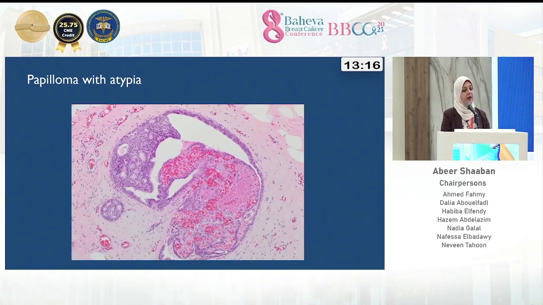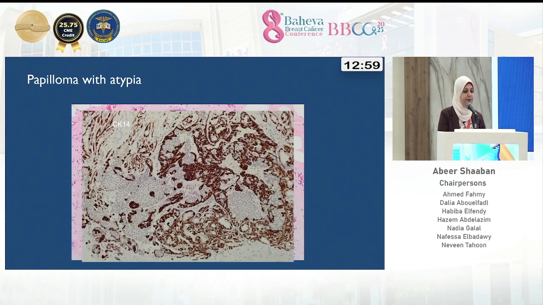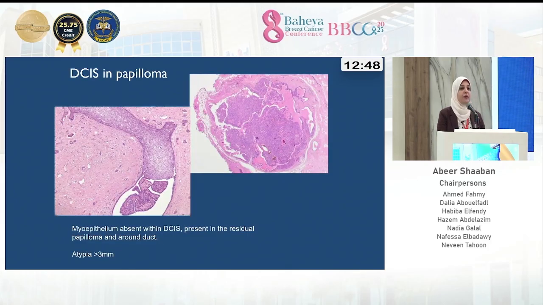Papillomas with atypia, that's another example, and there is an associated smaller duct with atypia, less than 3 millimeters, so we call it AGH in papilloma or papilloma with atypia, and this is managed by diagnostic surgical excision. And this is just to show you how CK14 can help confirm the presence of atypia, CK14 negative. What about DCIS in a papilloma? That's if there is a pre-existing structure of a papilloma and then atypia that is more than 3 millimeters.